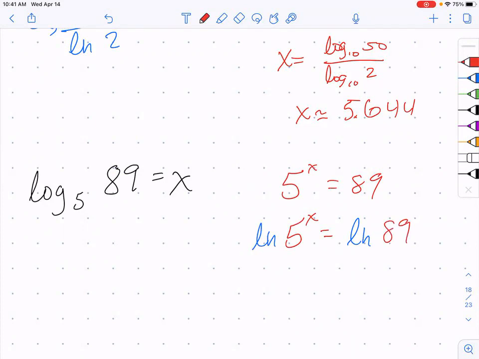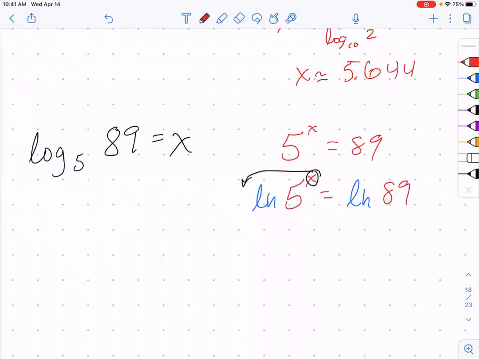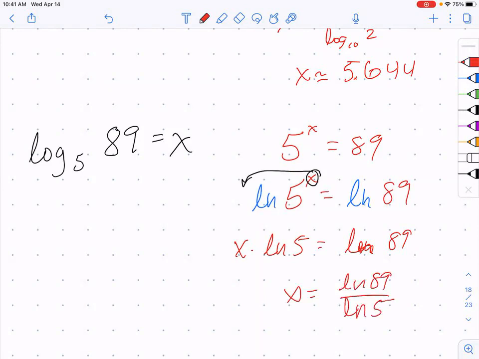Tell me what I can do with that. Can't divide yet until we've used the property that moves the X. We've got to be real careful not to skip steps. If you skip steps, your work is going to get confused. So it's going to be X times natural log of 5 equals natural log of 89. And so we can now divide both sides and we get X equals natural log of 89 divided by natural log of 5.